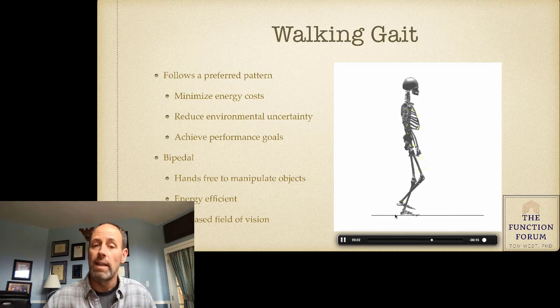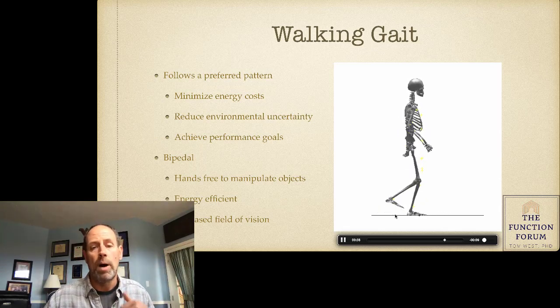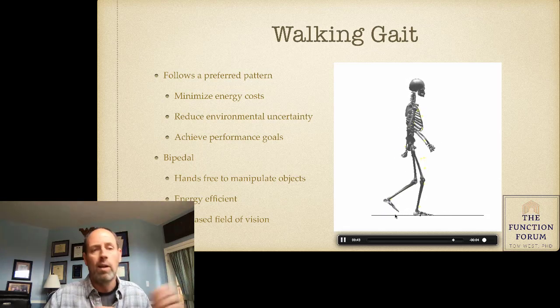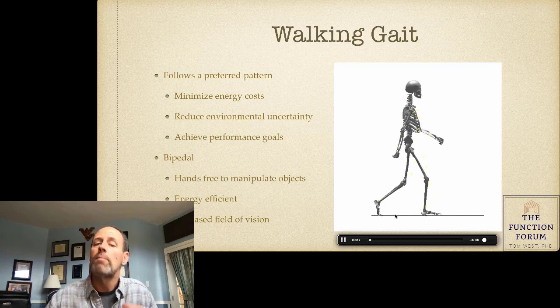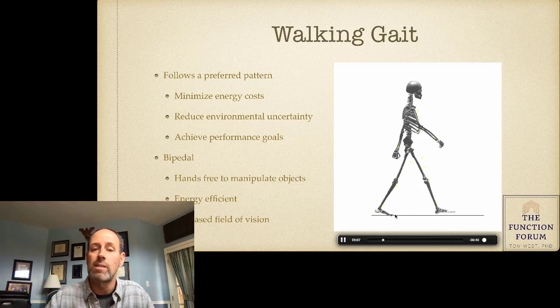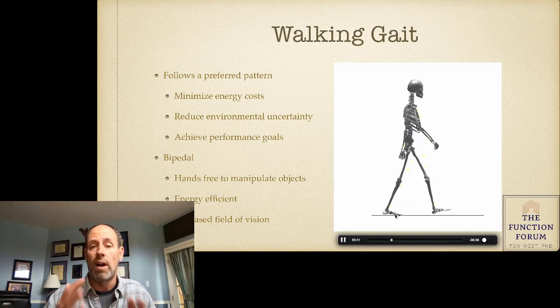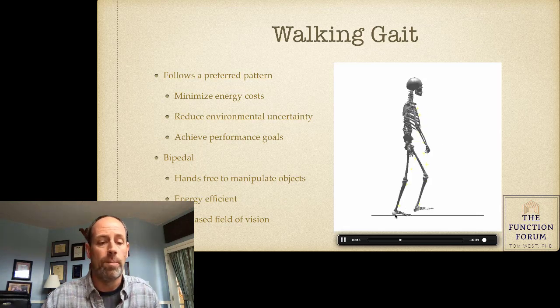It also, finally, is aimed at getting us from point A to point B. We know where we're starting, we know where we want to end up, and our body will plan how to get there. In the case of walking across a gymnasium floor without any people in the way, that's very simple. But if we want to navigate through a more challenging environment, that becomes more difficult. But generally, the body is going to try to do this in a way that minimizes energy costs and reduces the environmental uncertainty, and therefore keeps the path that we take as safe as possible.